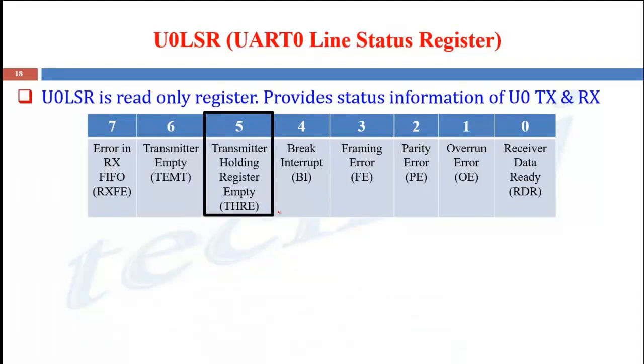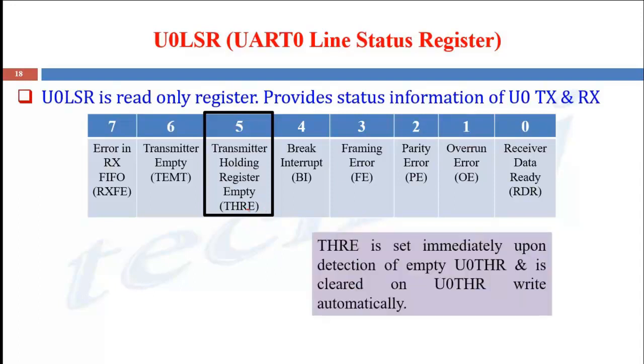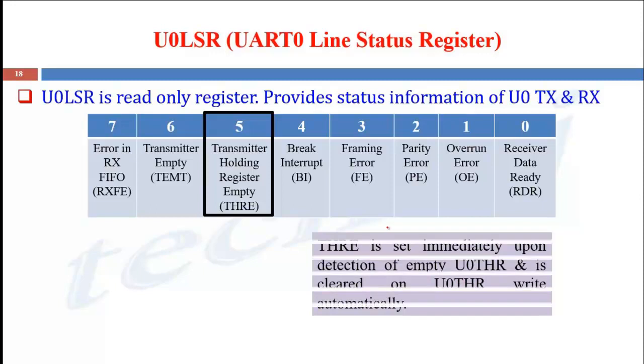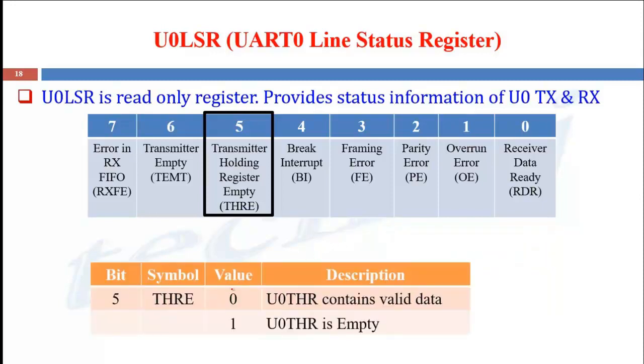Next is transmitter holding register empty, that is THRE, which is a flag of transmission. THRE is set to 1 immediately after detection of an empty U0 THR, and it is cleared when U0 THR is written with some value. So when this bit is 0, U0 THR contains valid data, and when it is 1, U0 THR is empty.